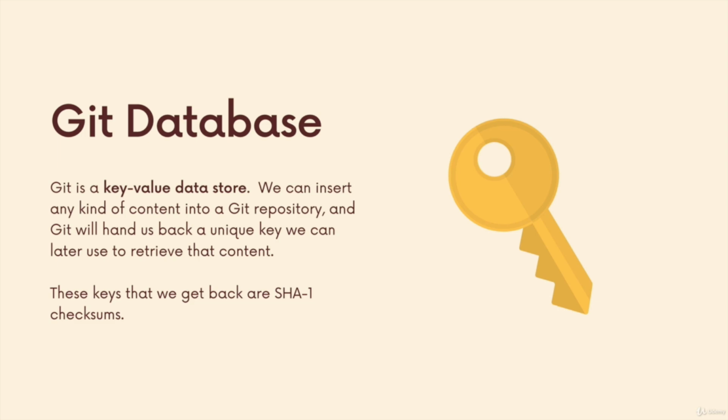So we can put all sorts of content into a Git repo, and Git is going to hand us back a unique key that we can then later use to retrieve that content. Like if you ever go to a bar or a club or a concert venue and there's a coat check, right? They take your coat, they give you a unique key that corresponds to your coat, and then later on you go back and say, hey, here's my key, give me back my coat, please. So the keys that we get back in Git are SHA-1 checksums, or the output of the SHA-1 hashing function.